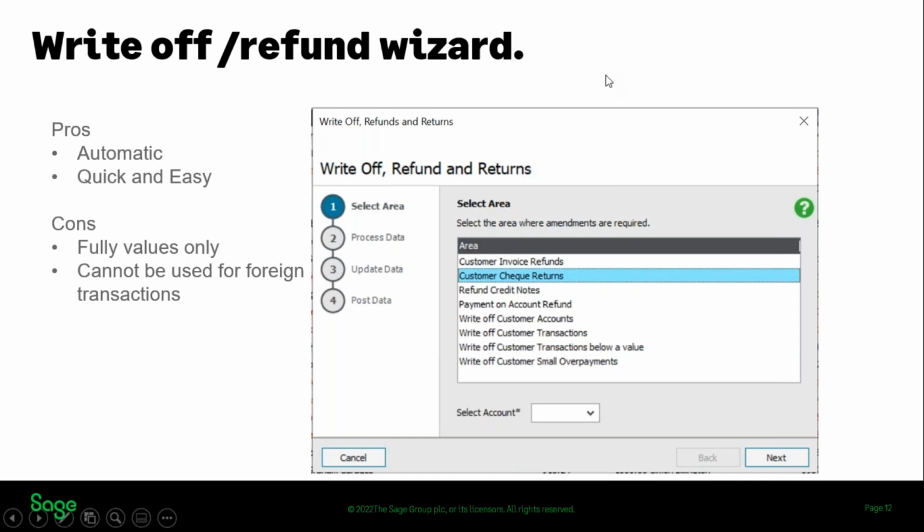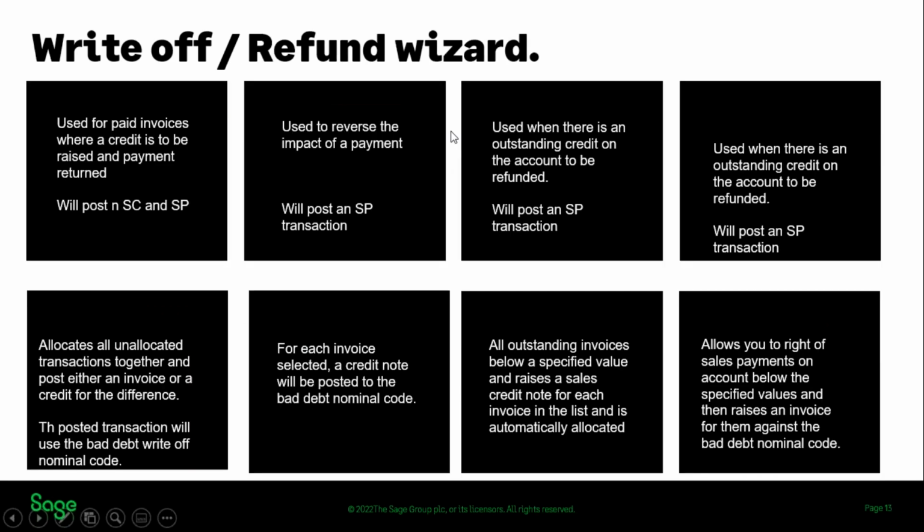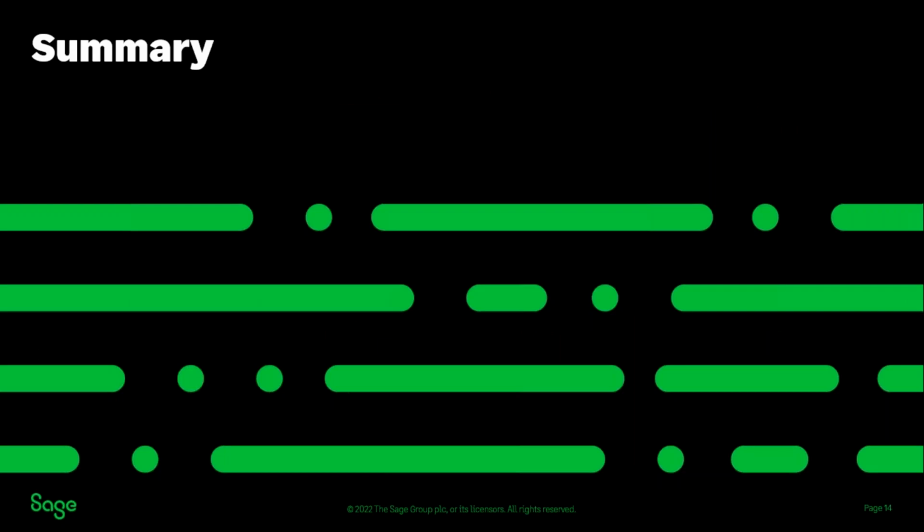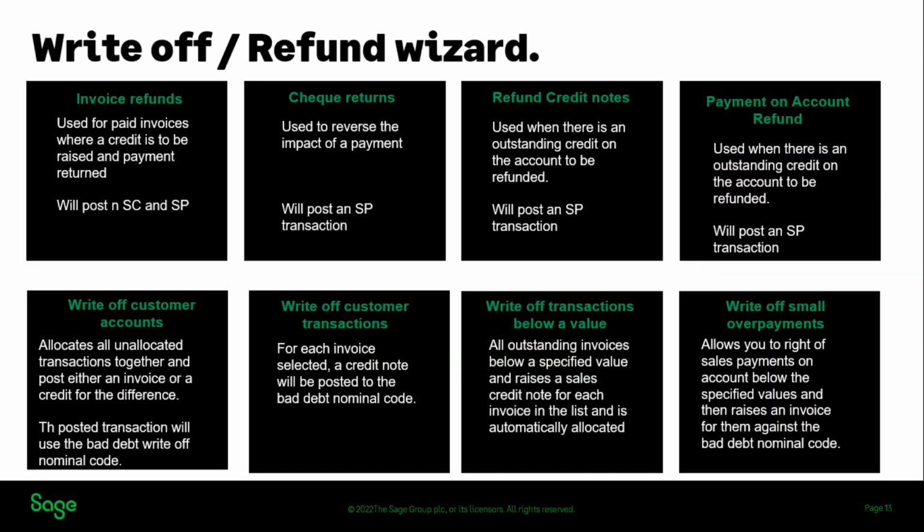Now, the write-off and refund wizard, as you can see there, sorry, I'll skip back one again. You can see it does have quite a few options in there. It's all 8 or 9 options that you can use within there. Now, the next slide, I'm not going to go through all of it for you because I just want to demonstrate some of the key ones. But this shows you, apologies, it's jumping back and forwards. This shows you what scenarios you would use each one for and what types of transactions it will post for you as well. So we're just going to go through a couple.